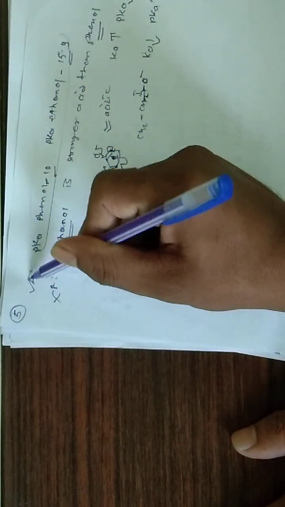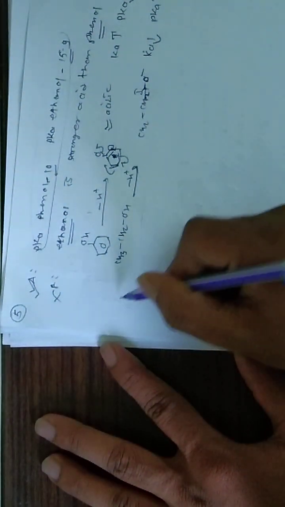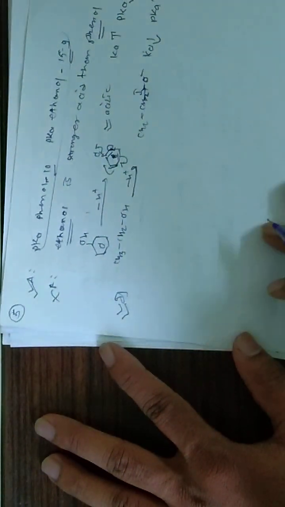So from that we can easily say that phenol is more acidic, therefore it should have less pK value. 10 is less than 15.9, so 10 is the correct pK value for phenol, and 15.9 is correct for ethanol. So here the first statement is correct, that is, the assertion is correct. So here option A is true but R is false. So the first option is correct for that question.